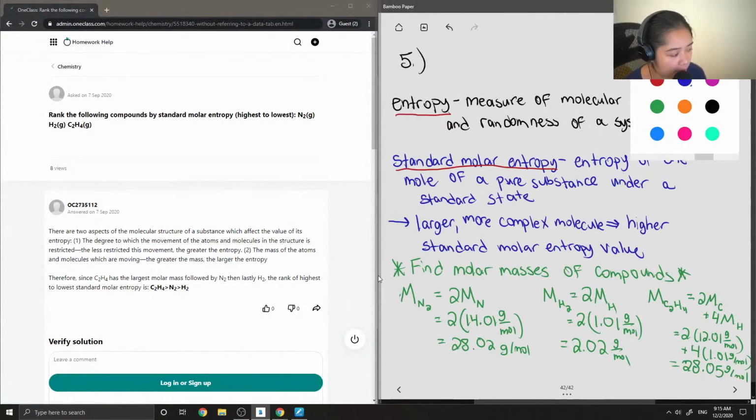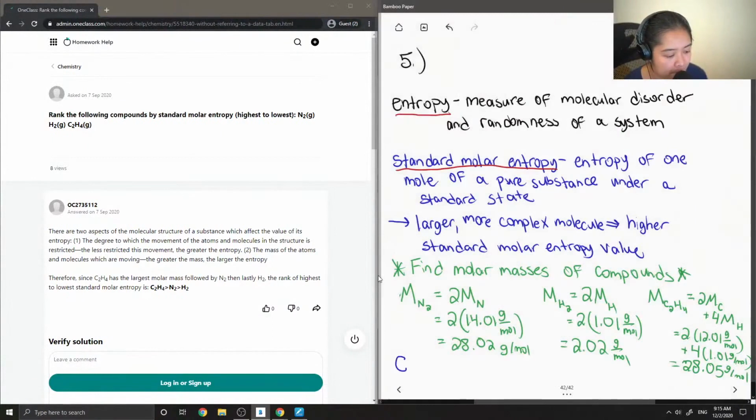Okay, so now we can rank these compounds from highest to lowest standard molar entropy. The ethylene has the highest entropy, followed by nitrogen, and then lastly, hydrogen has the lowest standard molar entropy.